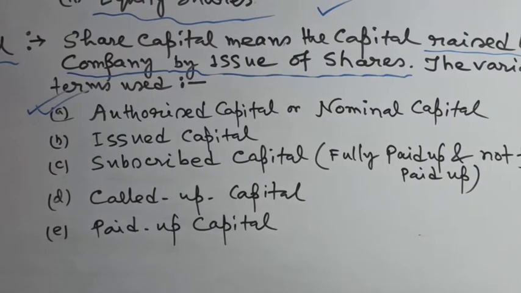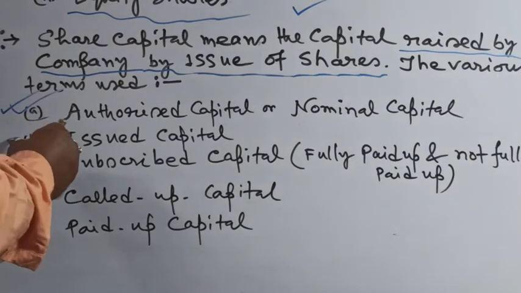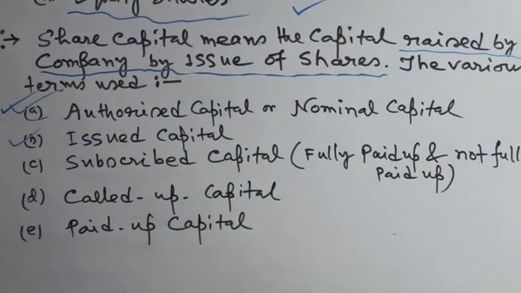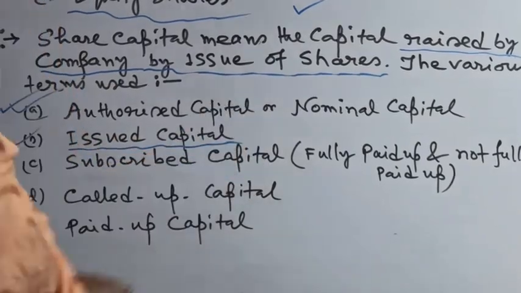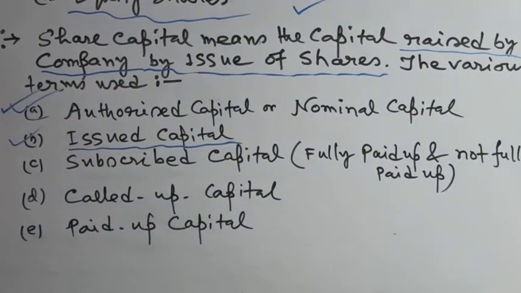Okay, next part, issued capital. Issued capital is a part of authorized capital which is actually offered to the public for subscription. The remaining part of the authorized capital is known as unissued capital.